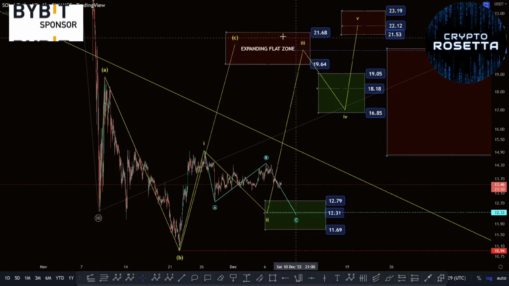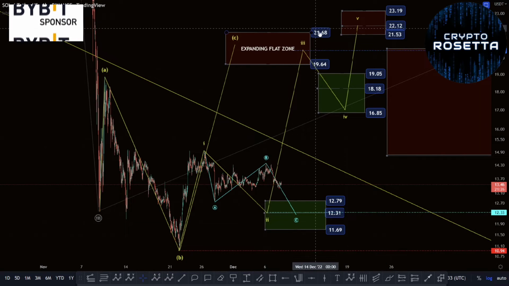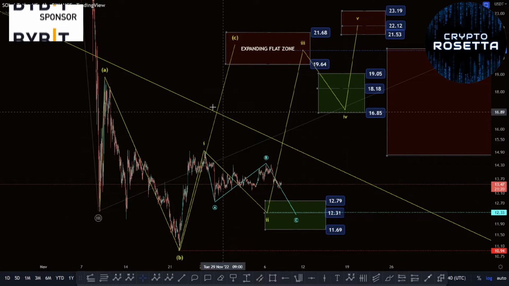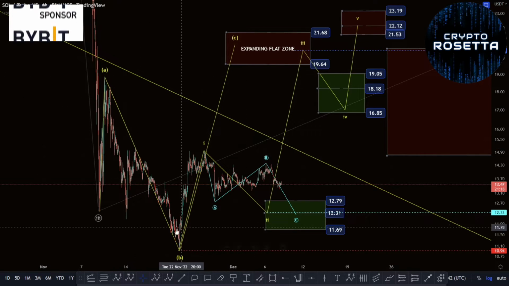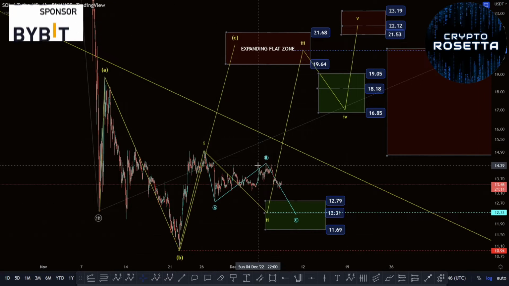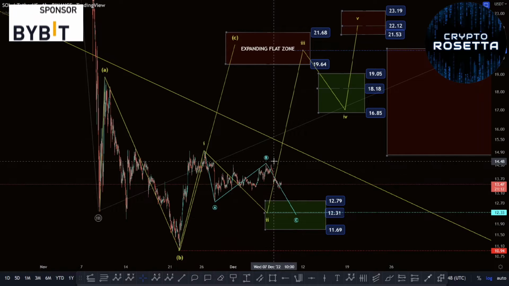So the typical zone for these to travel is this zone that I've laid out here. So that would be between this 2168 and this 1964. Though it all depends on the structure. Sometimes these might not move as far, and there is a possibility that it could be a running flat, which we're going to go over as well. So let's do this first.